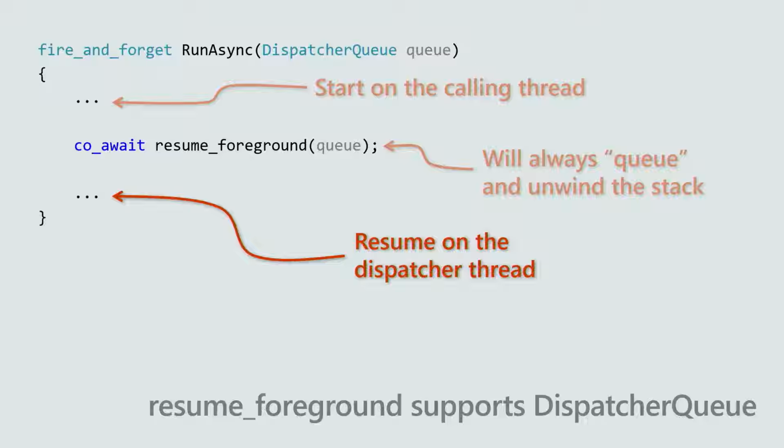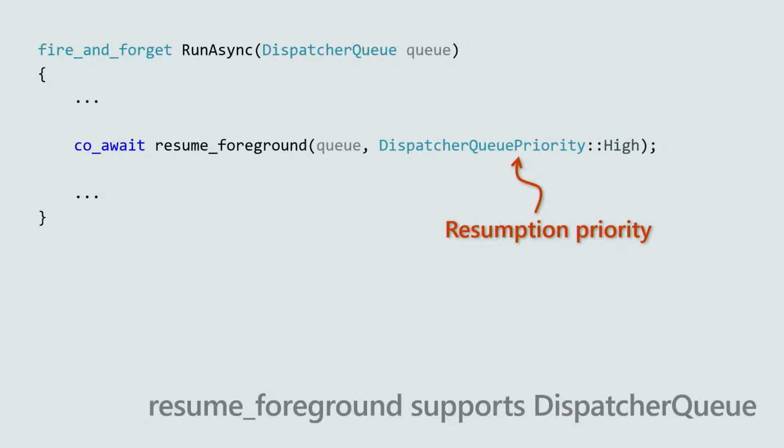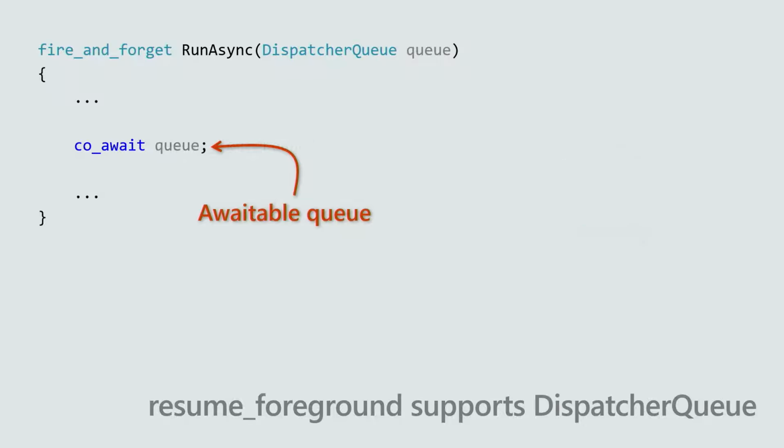One of the nice things about resume foreground is that you can also call it with a resumption priority. The default is normal, you could just leave it alone, but you can also say I want it higher or lower, and this makes it very simple to do that. However, if you're happy with the normal priority, you can just take advantage of the fact that the queue itself is awaitable. It's just a very convenient shortcut. You can say co_await queue, and it'll do the suspension and resumption as you would expect.